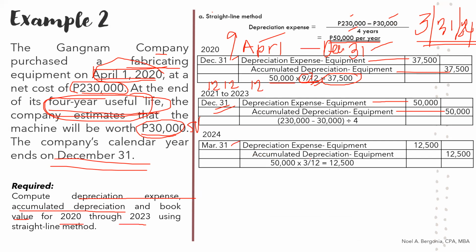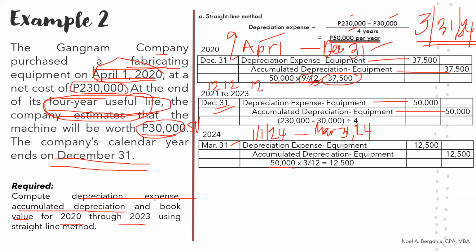Okay? So that is 50,000 na good for 1 year. Eh dahil 'di ba from January 1, 2024 up to March 31, 2024, which is yung last day ng 4-year na period natin para sa property, plant, and equipment.